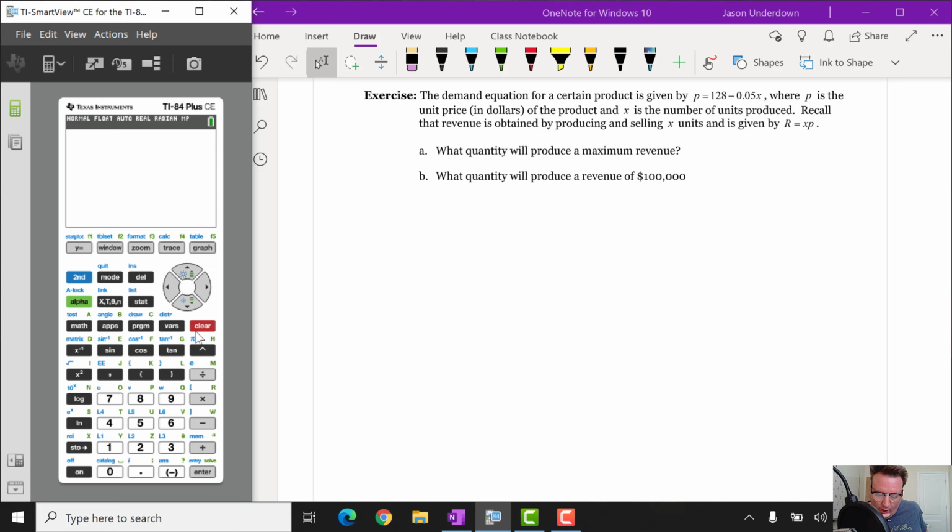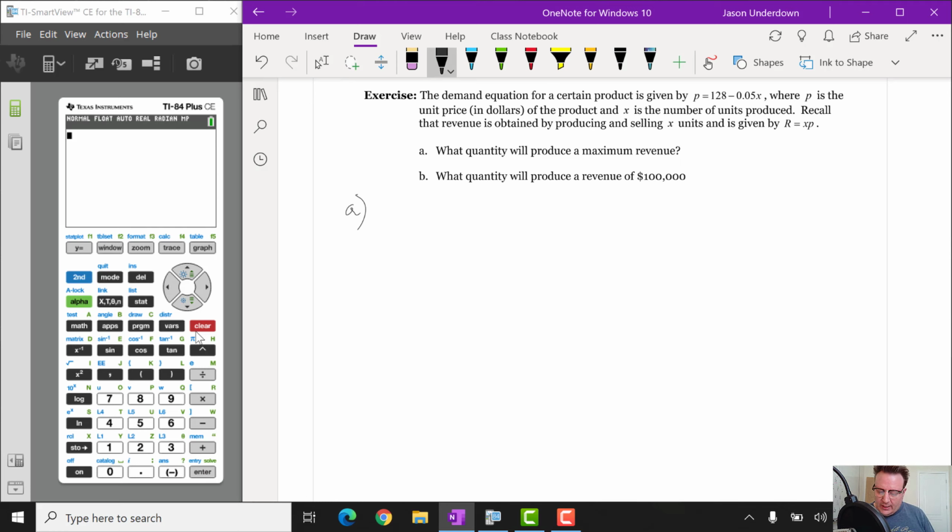Part A. What quantity will produce a maximum revenue? Okay. So first off, we need to get our revenue function. What is the revenue function? Well, we're reminded that revenue is equal to x times P. But we have a function for P, which is a function of x. So this is going to be x times 128 minus 0.05x. Okay, there's our revenue function.